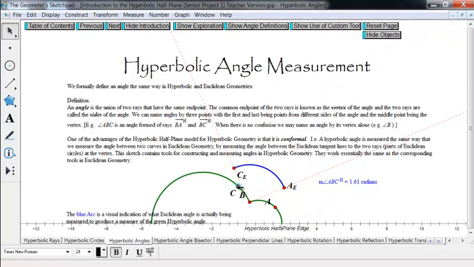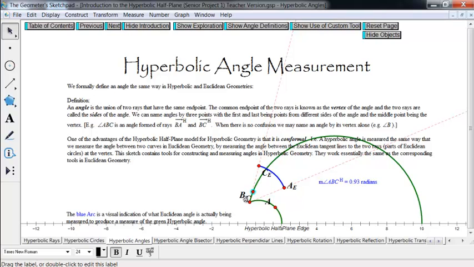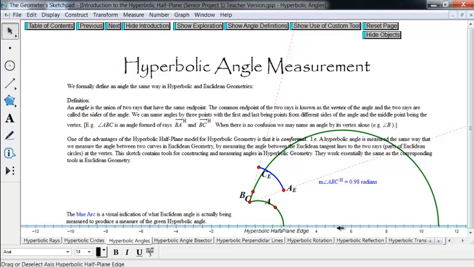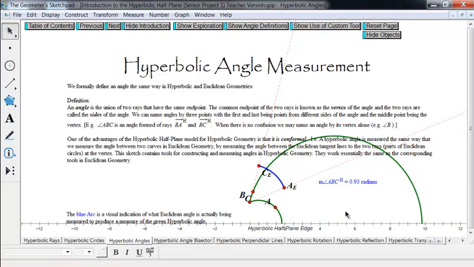So let's make sure. Now we're going, the shortest rotation is negative when we go that way. That's negative. This is positive. And of course, we could just take the absolute value of that for the measure of a physical angle in hyperbolic geometry. So that's how we would measure them.